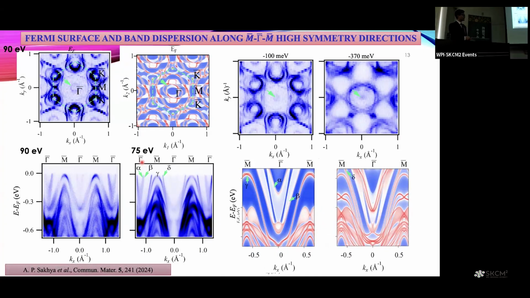The DFT calculations also support this, because in DFT you see there are two bands, alpha and beta, which show slightly kz dispersion because these are bulk bands. And then you also have this gamma band from our experiment. So the DFT calculations are in very good agreement. However, you see a very clear sharp band here, delta, which is not there in our DFT calculations. So we did surface-included calculations where this band is also reproduced. So these are surface bands.